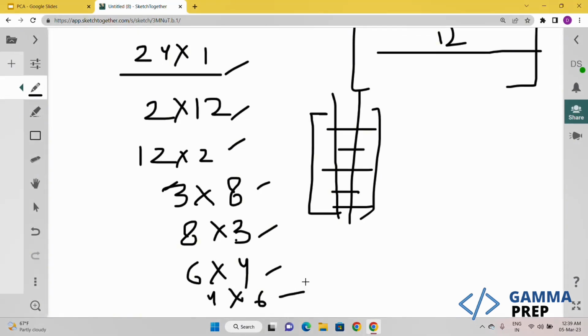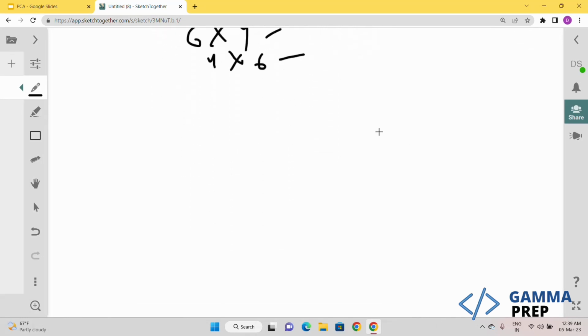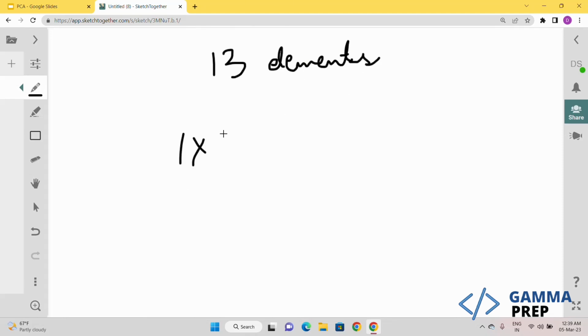Okay. Now, what if the matrix has 13 elements? What will happen if there are 13 elements? So if there are 13 elements, the possible orders are just 1 cross 13 and 13 cross 1, because 13 is a prime number, so we cannot make 13 with other numbers. So there are only two possible orders.